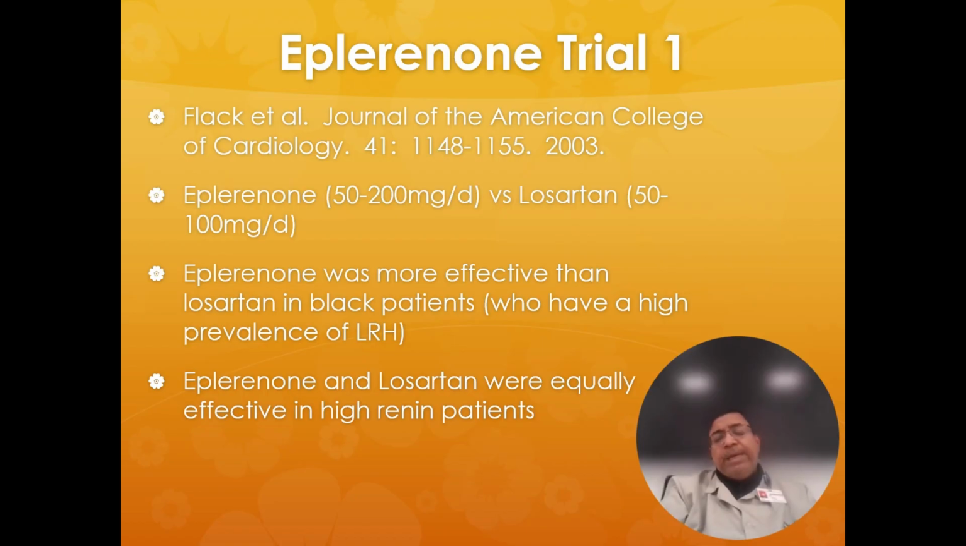When a regimen of 3 antihypertensive medications fails to control blood pressure, typically a mineralocorticoid antagonist is recommended to be added. Granted, there are no contraindications such as declining GFR or markedly advanced chronic kidney disease. Eplerenone was more effective than losartan in Africans who have a high prevalence of low renin essential hypertension. In patients who have high renin levels, eplerenone and losartan were equally effective.